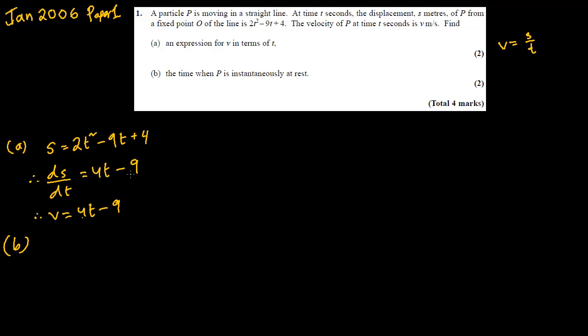Question number B is: find the time when P is instantaneously at rest. At rest means v equals 0, not moving at all. So when v equals 4t minus 9 equals 0, therefore t equals 9 by 4 seconds.